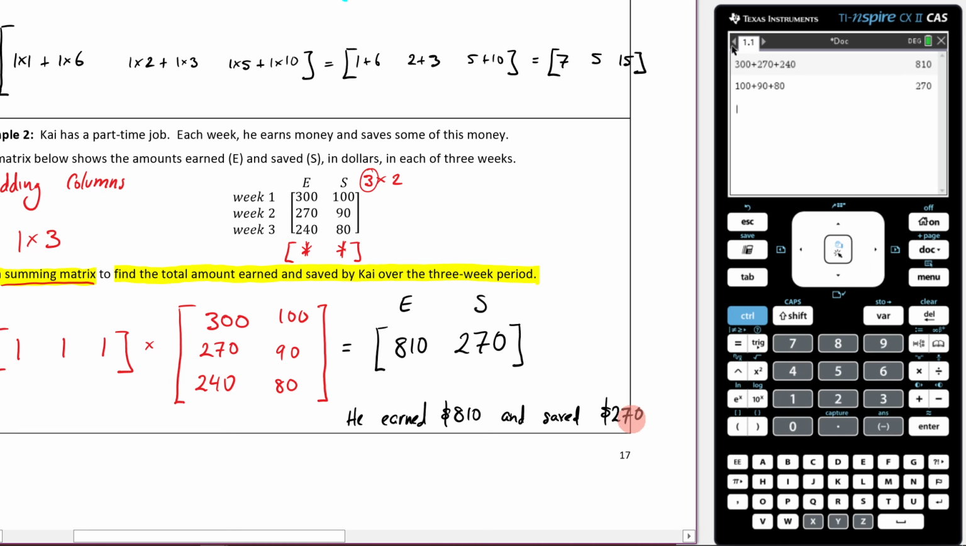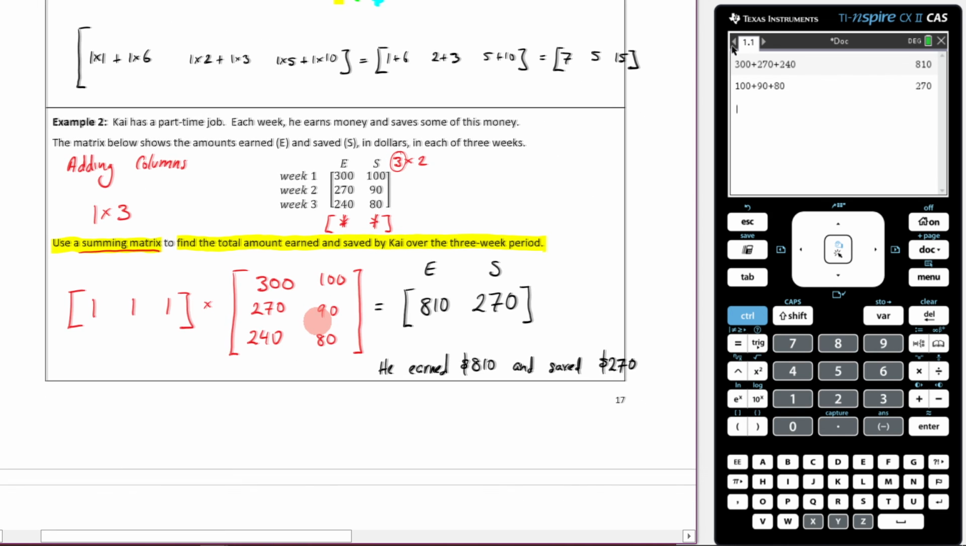Perfect. And that's what we did. That's how it works. Hopefully this made sense.